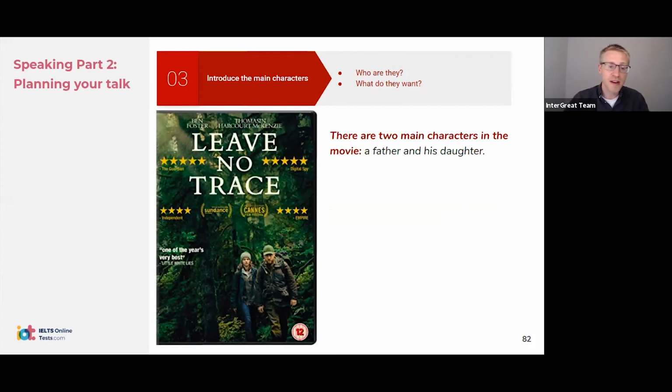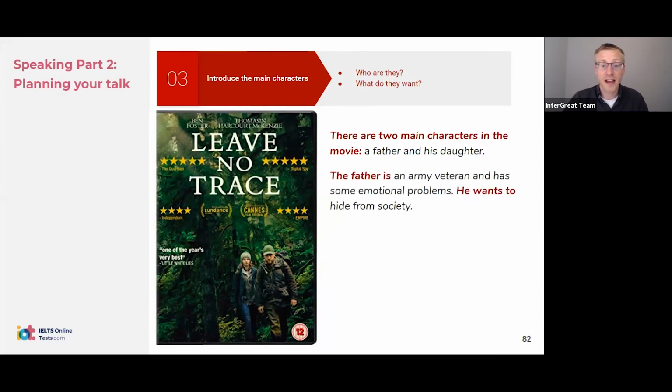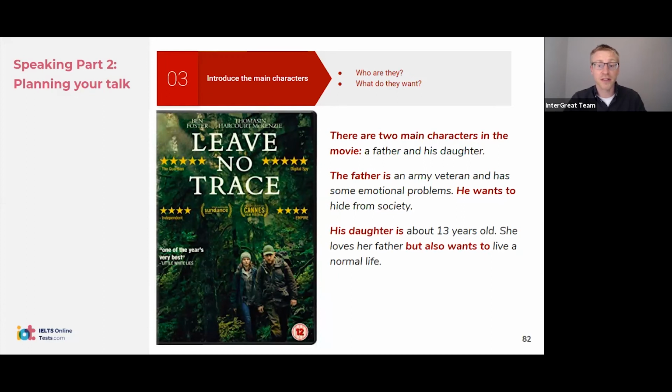So there are 2 main characters in the movie, a father and his daughter. The father is an army veteran and has some emotional problems. He wants to hide from society. His daughter is about 13 years old. She loves her father, but also wants to live a normal life.